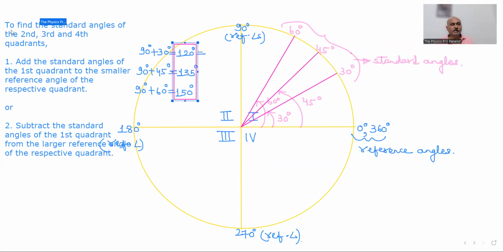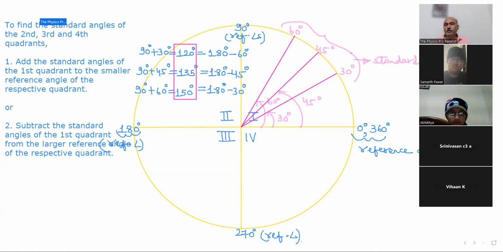We can get these angles also by subtracting the standard angles from the larger reference angle. Which is the larger reference angle of the second quadrant? 180, right? So 180 minus 60 degrees, 180 minus 45 degrees, and 180 minus 30 degrees. All of you understood how to find it out.